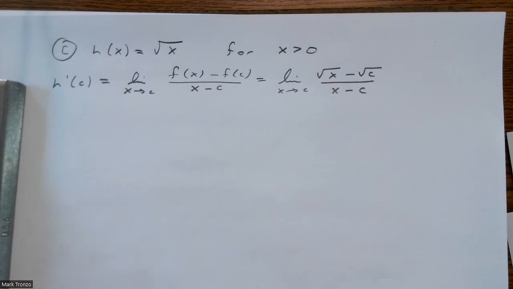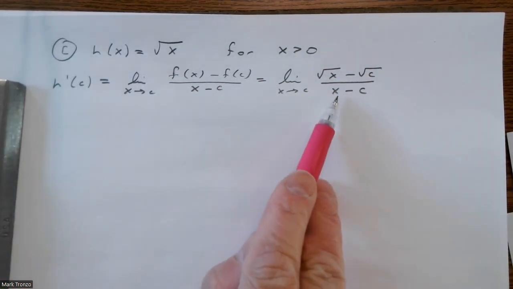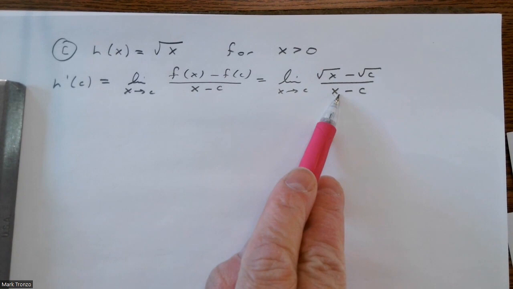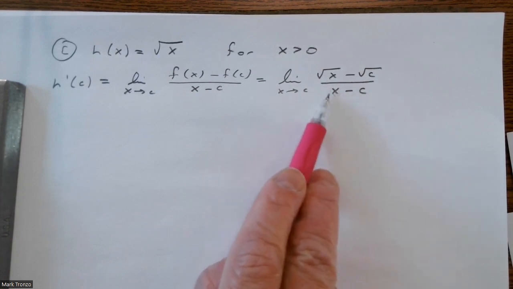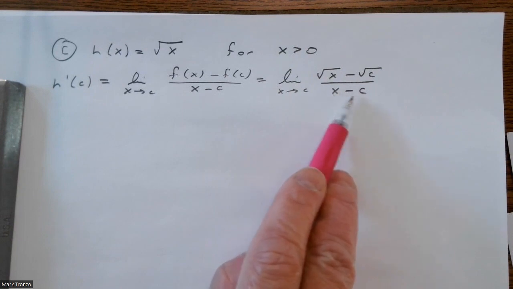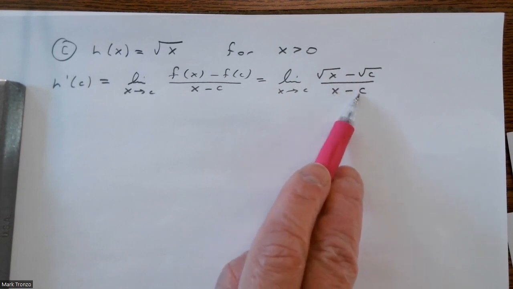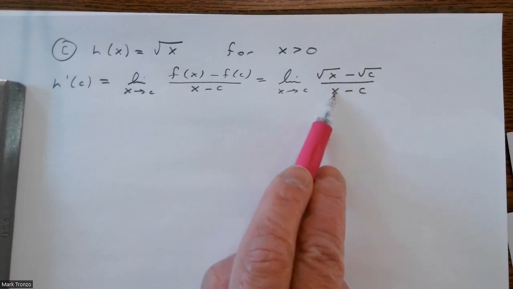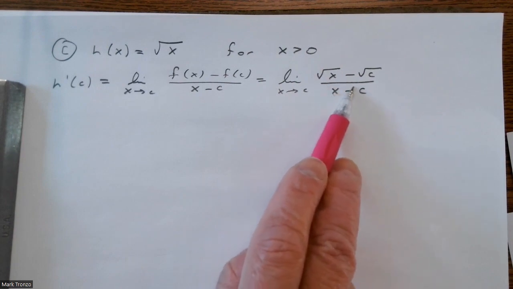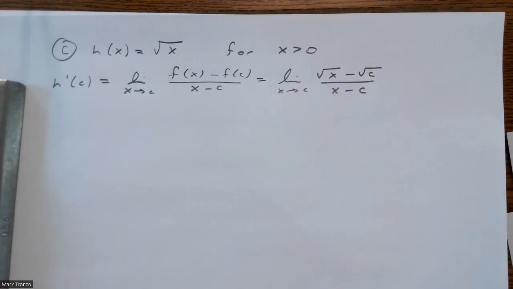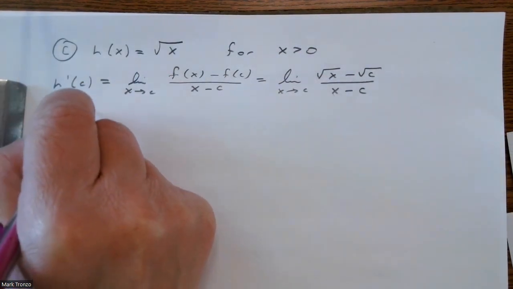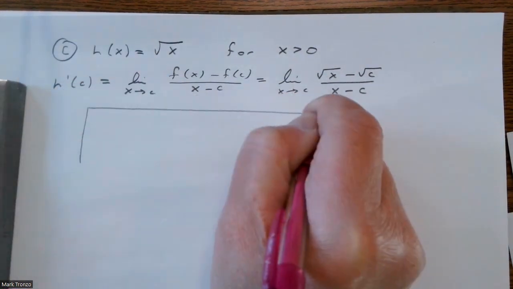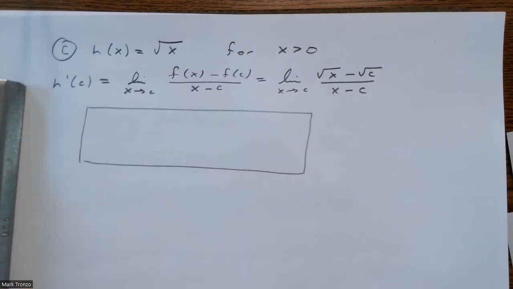This maybe isn't quite as obvious, but for example, you could factor out a square root of x minus the square root of c under here. And that's probably the quickest way. Let's see if we can do that. Let me just put a box in here, let's test that just to be sure.